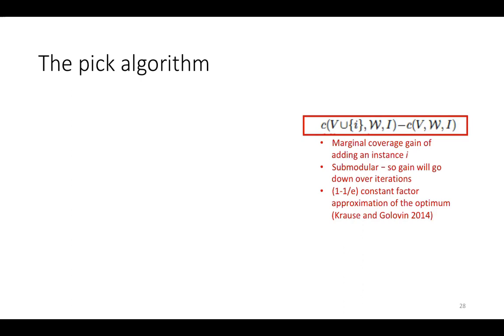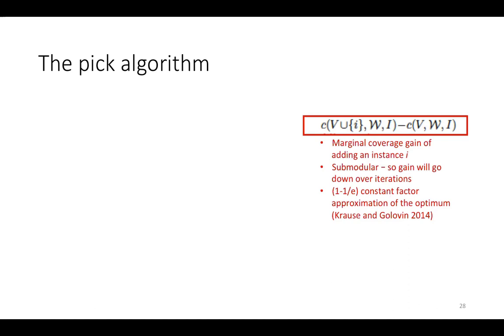Okay, and there is already a proof given by Krause and Golovin in 2014 that you reach a value which is within a 1 minus 1 by e constant factor of the optimum. Okay, so you get a 1 minus 1 by e approximation of the optimum. Fine. So using this particular marginal gain approach. Okay. So overall, given that we are trying to improve the marginal gain over time, given this idea, the overall pick algorithm is as follows.